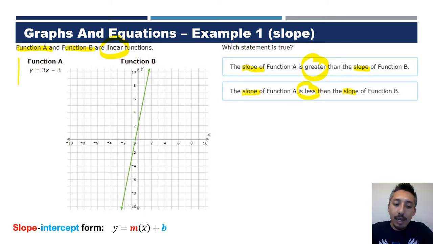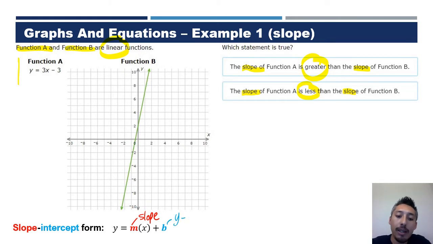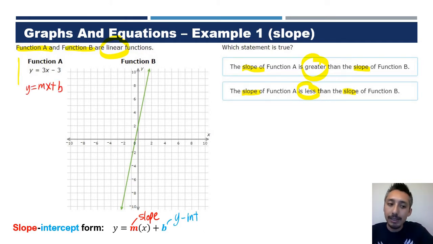If you remember from class, you know that m stands for slope and b stands for y-intercept. That's very important for function A. Let me just rewrite that under function A. So we have y equals mx plus b. The reason that's helpful is because it's very easy to see what the slope is.